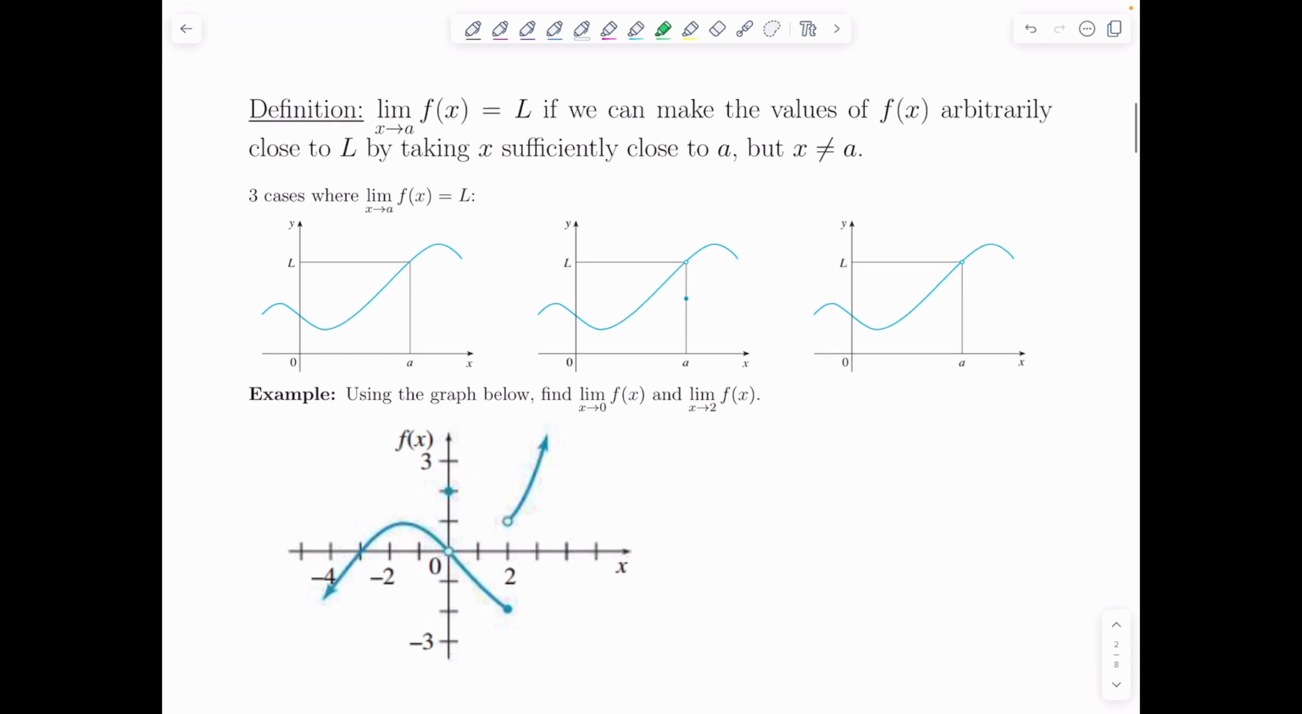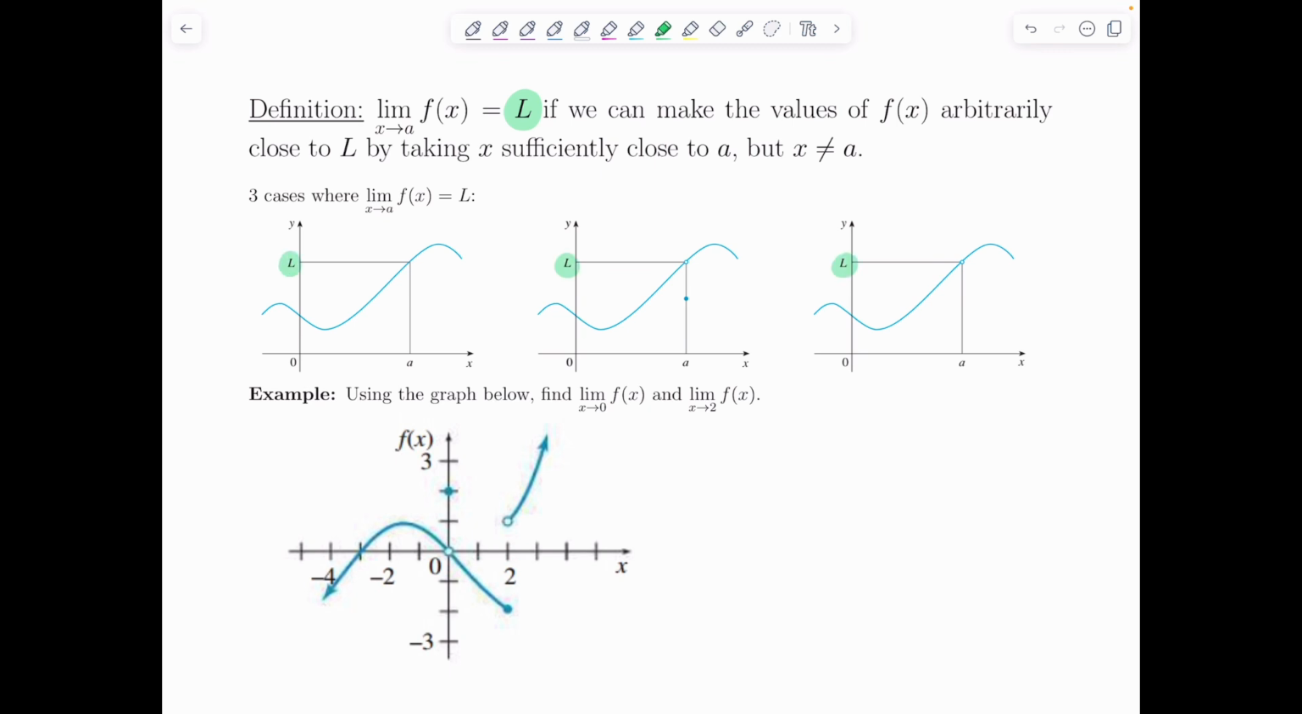We say the limit as x approaches a of f of x equals L if we can make the values of f of x arbitrarily close to L by taking x sufficiently close to a, but x isn't necessarily equal to a. X does not equal a. And there's 3 cases where the limit as x approaches a of f of x is equal to L. So L is always the y value. This is the function value. You see how L is indicated on the y-axis?